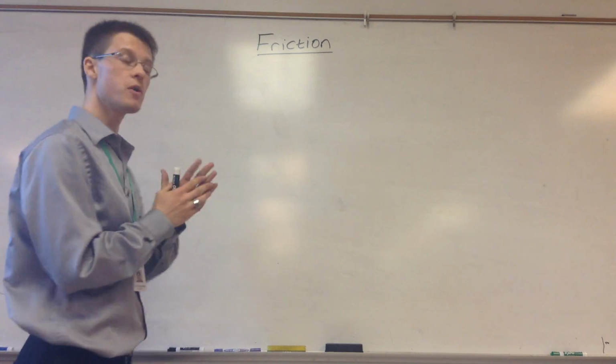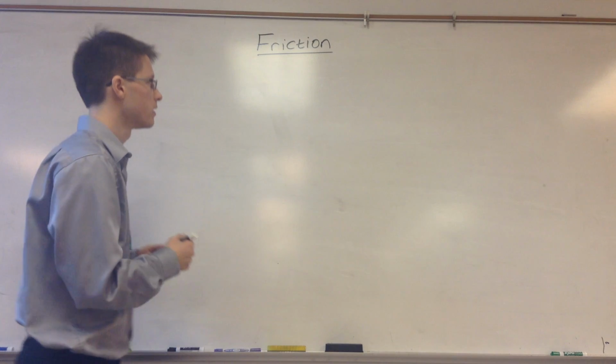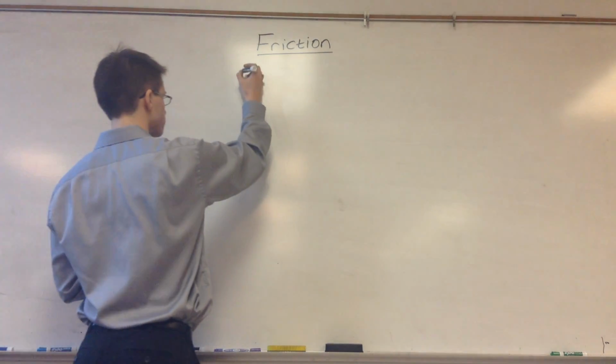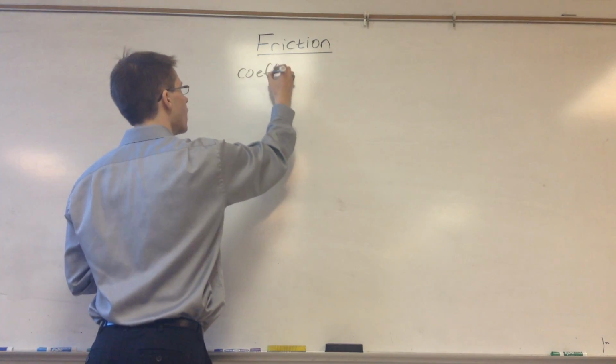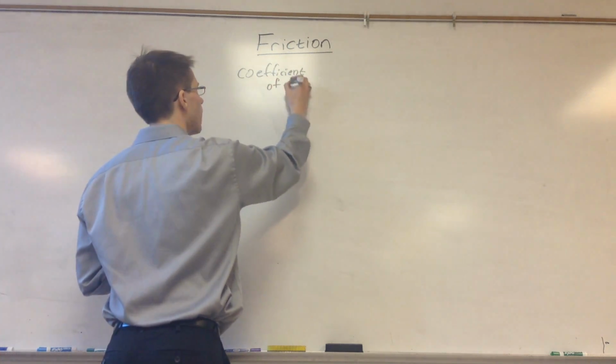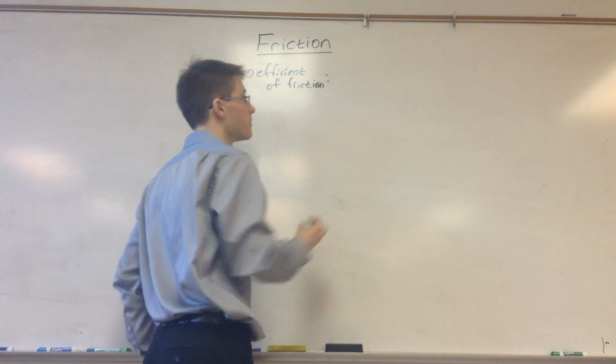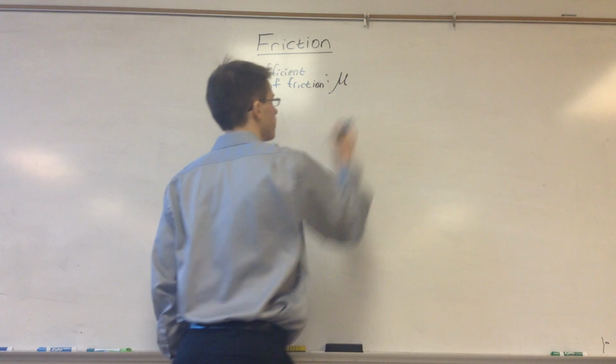So a value that quantifies the amount of roughness of the two surfaces is called the coefficient of friction. The coefficient of friction, we use the Greek letter mu for, which looks like a combination between an M and a U. It looks kind of like this.